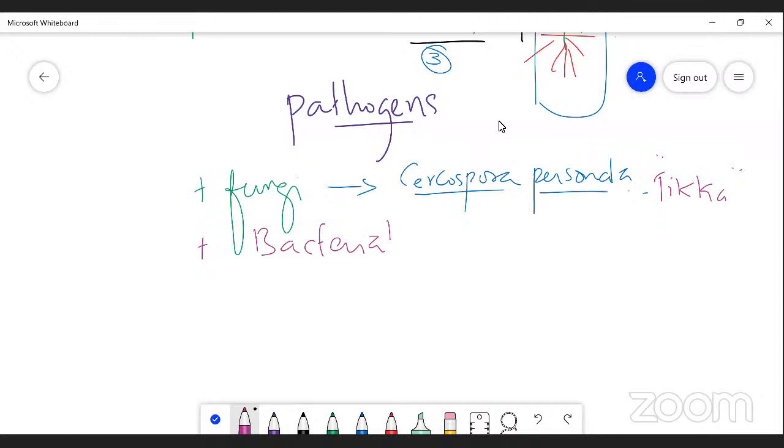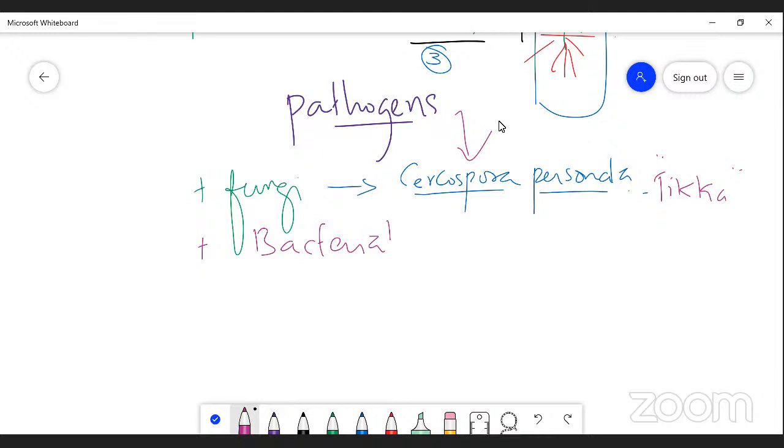Then what are its symptoms? Black or brownish dots appear on the surface of the leaf and stem portion. That is called tikka disease. Why am I saying this here? Because this fungus is a pathogen. The name of the fungus is Cercospora personata. It is one of the fungi that causes tikka disease in the groundnut plant. So the groundnut yield is totally collapsed by the entry of Cercospora personata, and it is considered to be one of the pathogens.